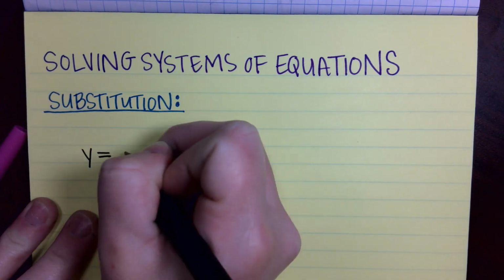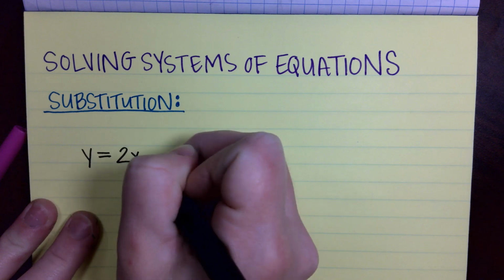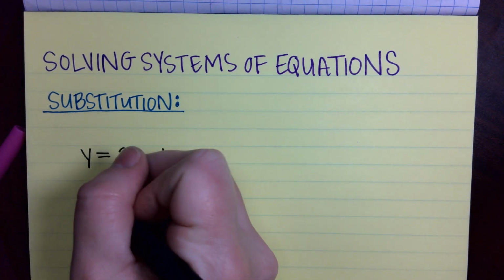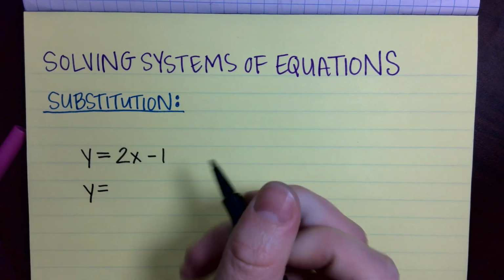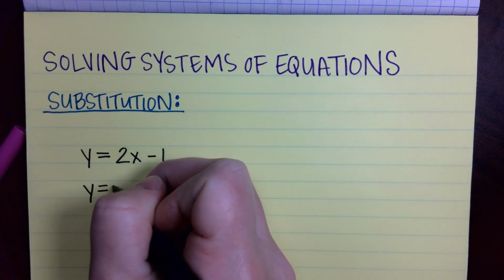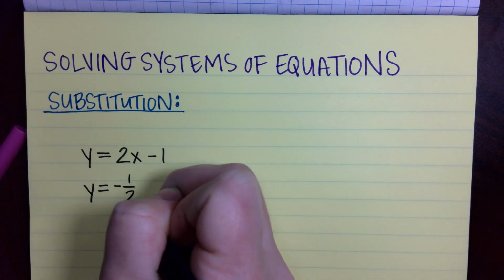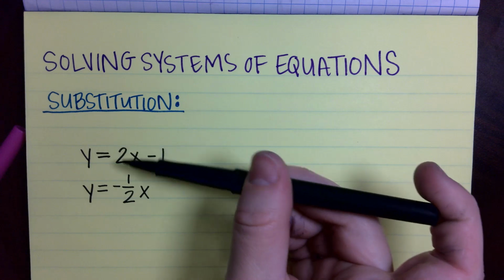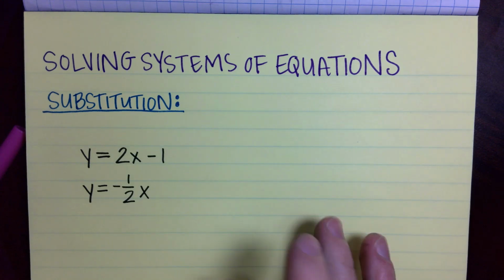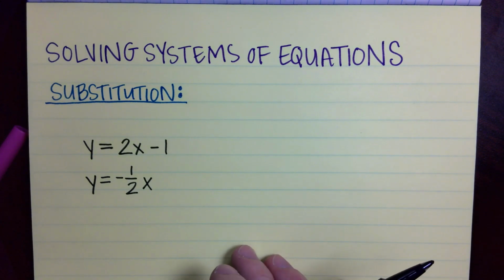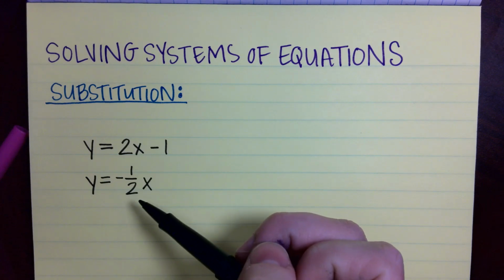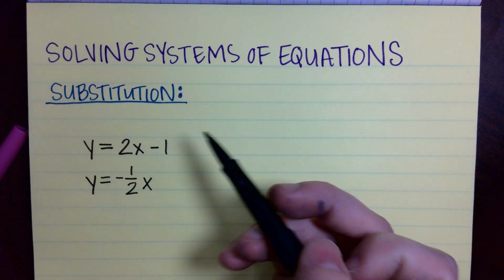y equals 2x minus 1. And y equals -1/2 x. Without me telling you, do you guys remember, because of these slopes, do you know what kind of lines these are going to be? Perpendicular. Yeah, these are perpendicular lines. This slope, 2, is the negative reciprocal of -1/2. Little throwback for you. These are perpendicular lines.